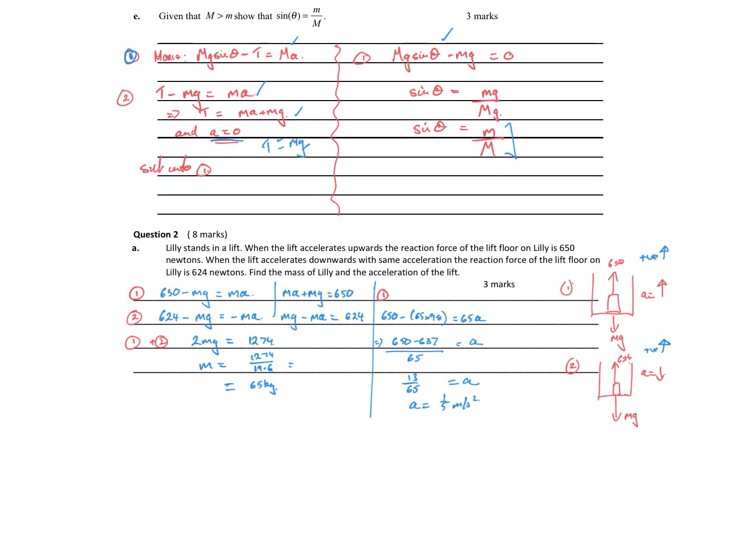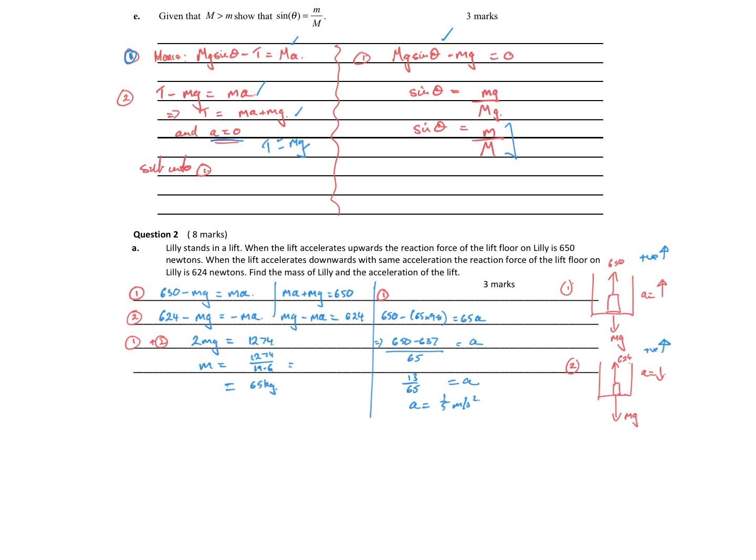All right, Louis in a lift. When the lift accelerates upwards, the reaction force of the lift floor on Louis is 650. When the lift accelerates downwards, with the same acceleration, the reaction force of the lift floor on Louis is 625. Find the mass of Louis and the acceleration.